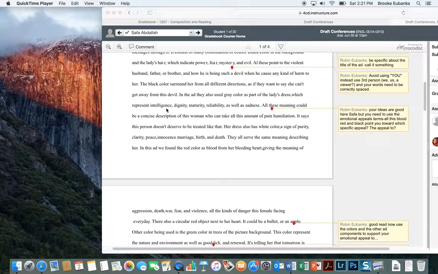If your ad is negative, then the color black is going to be the negative colors. If your ad is negative, the color gray of the lady's dress is probably not representing anything intelligent, dignified, mature, or reliable. It's representing sadness, sterility, and an absence of color or a disappearance.